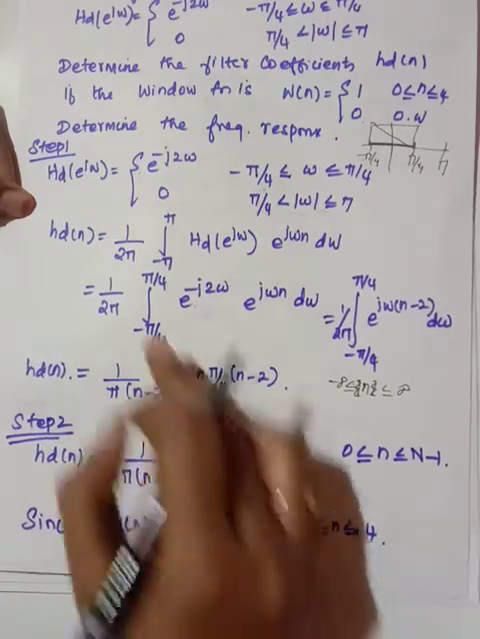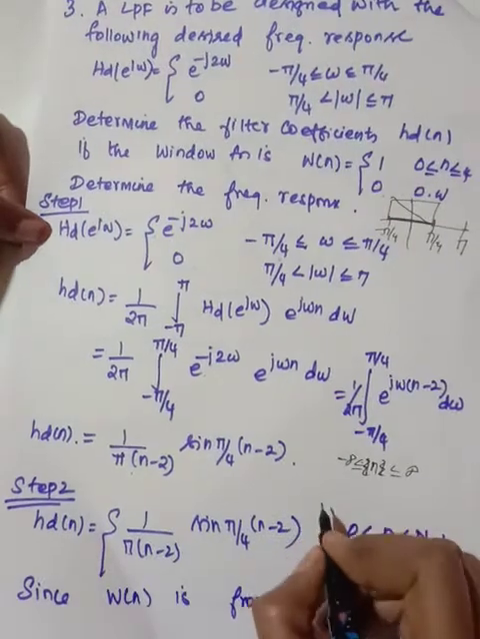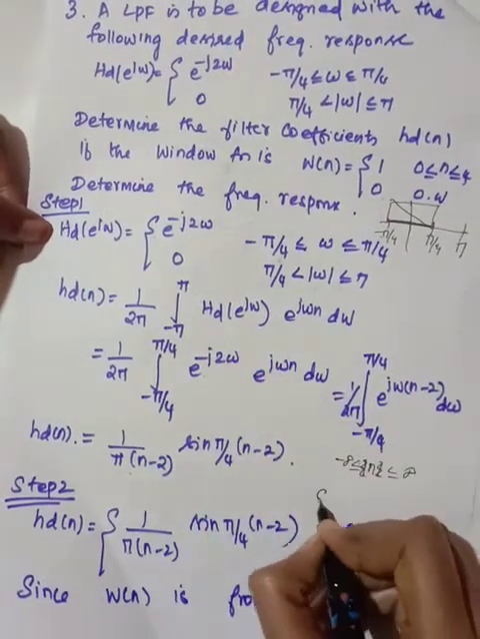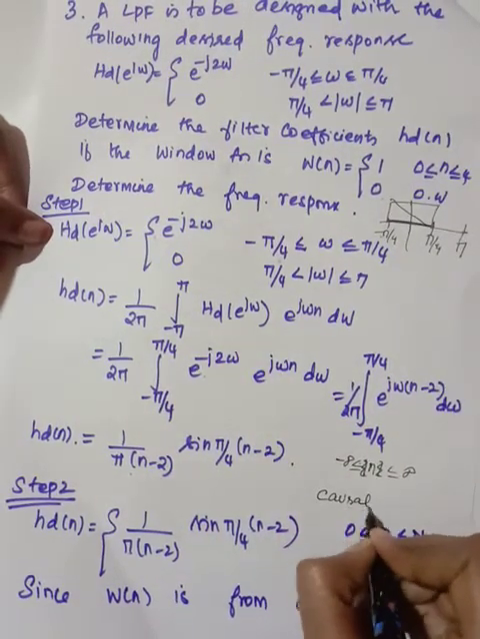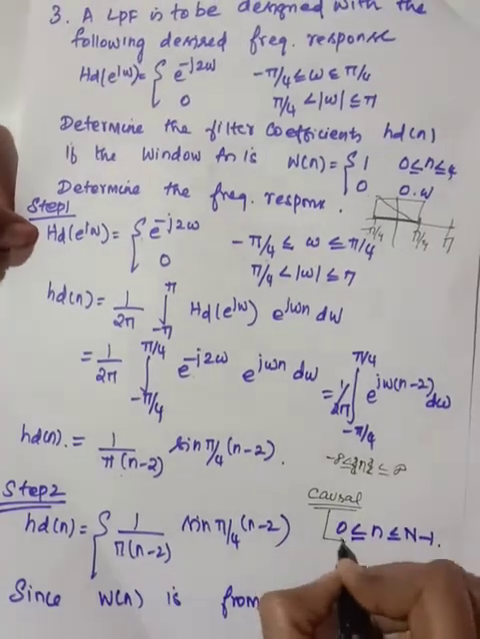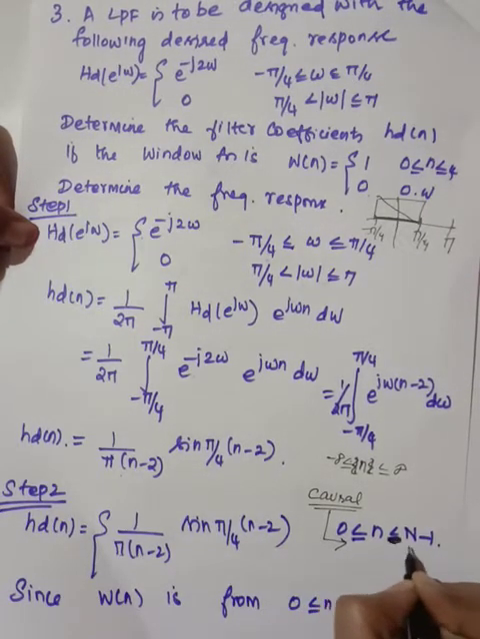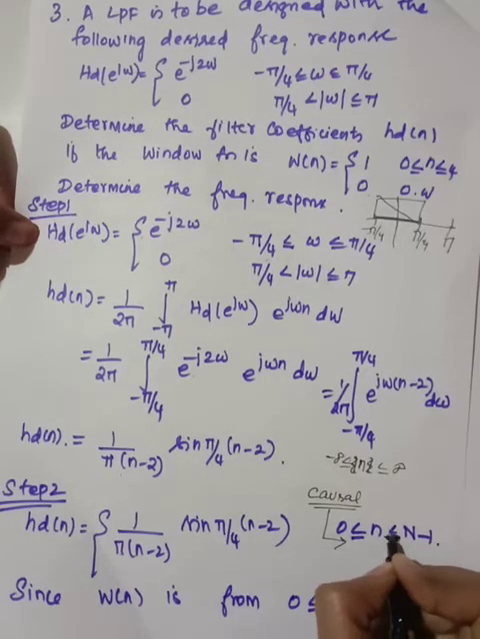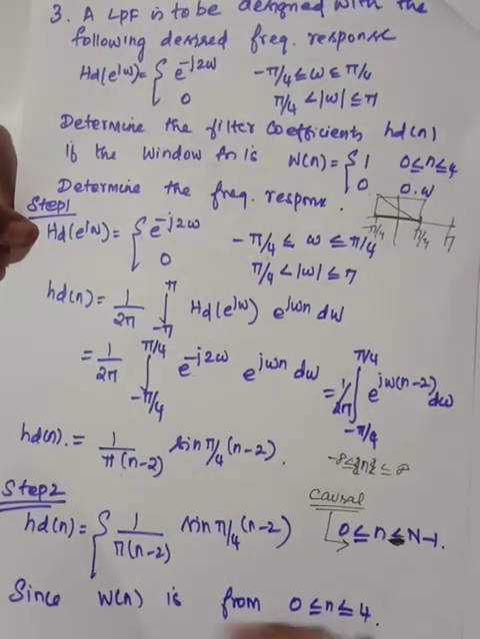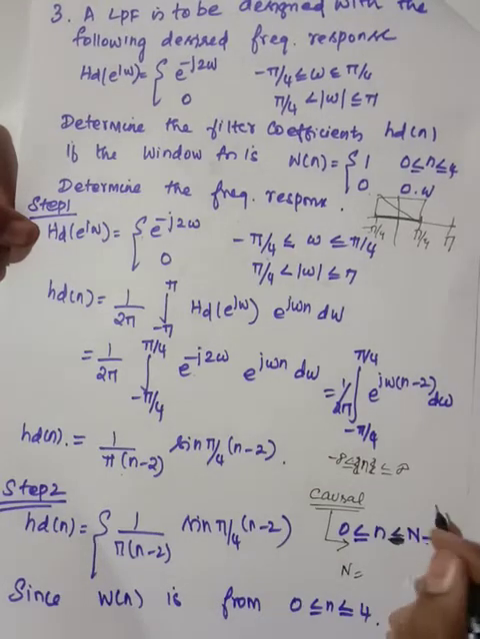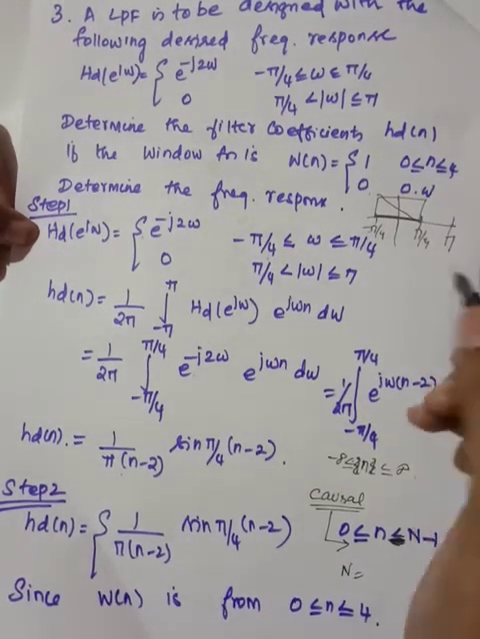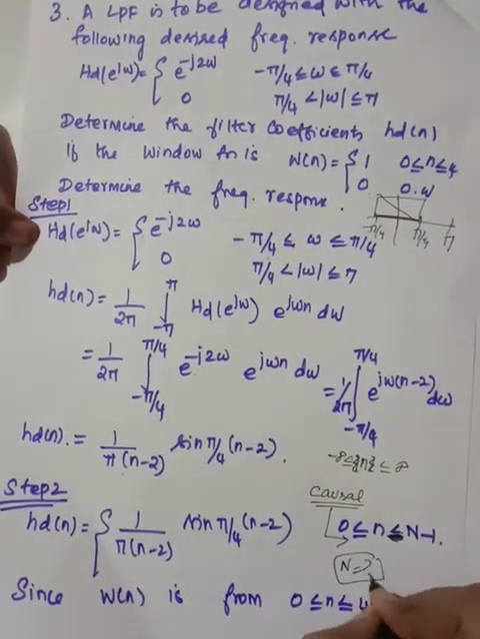So in this case I am going to check whether it is a causal sequence or non-causal sequence. Since it is exponential, here you are going to consider the causal sequence. Since it is a causal sequence, the range will vary from 0 to less than or equal to n minus 1, correct. So here n is not given, right? Here n is not given.